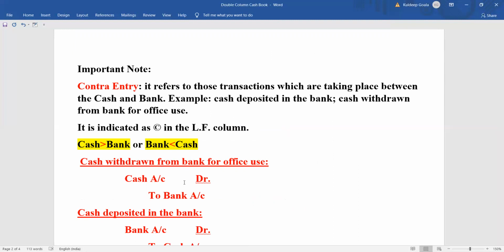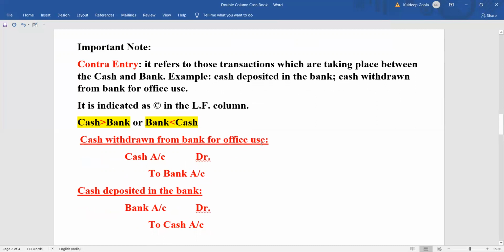मतलब बैंक में जाकर हम लोगों ने पैसा जमा किया या बैंक से पैसा उठाकर हम लोगों ने बिजनेस में लगाया, ठीक है, तो इसको हम लोग कॉन्ट्रा बोलते हैं. Why? Because it will not increase my cash. Okay, मेरा पैसा नहीं बढ़ेगा, but only the position of the cash will change. Instead of bank, it might be in my hand, or instead of in my hand, it is in the bank. That is the only thing. That is why it is all contradictory. Okay, so if you withdraw the cash from the bank for office use, it will be cash account debit to bank account. Okay, it will be cash account debit to bank account. And if you, why?